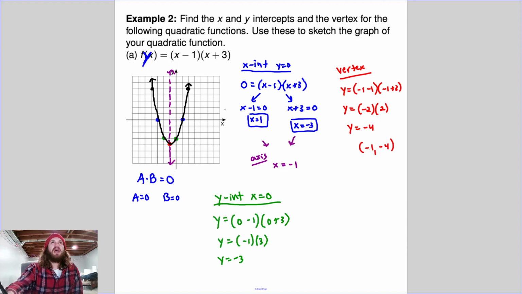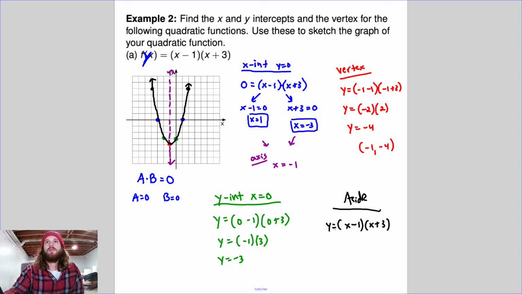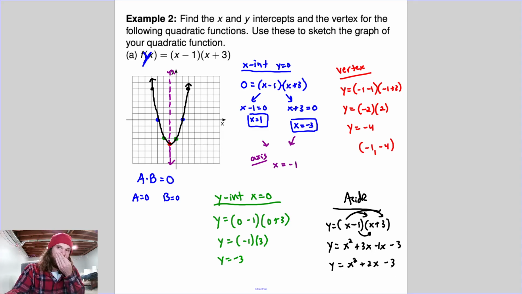Okay. Now, I told you that these can be represented in different ways. So I'm going to do a little aside right here. You don't have to write this down. Remember, our function is y equals x minus 1 times x plus 3. If we were to multiply this out, or expand, we would get y equals x squared plus 3x minus 1x, minus 1 times 3, minus 3, which gives us y equals x squared plus 2x minus 3. So there's our y-intercept of -3.